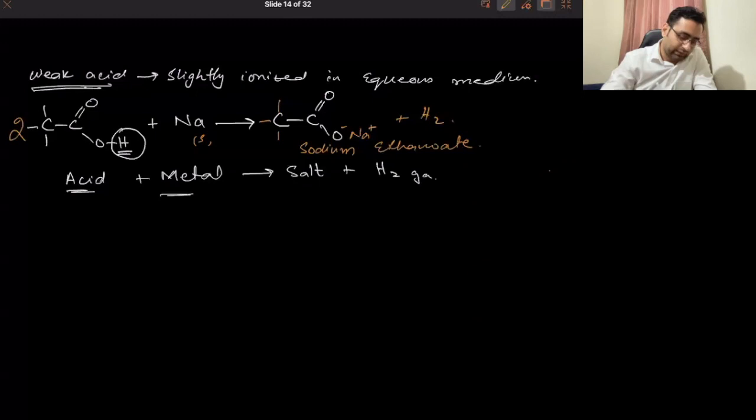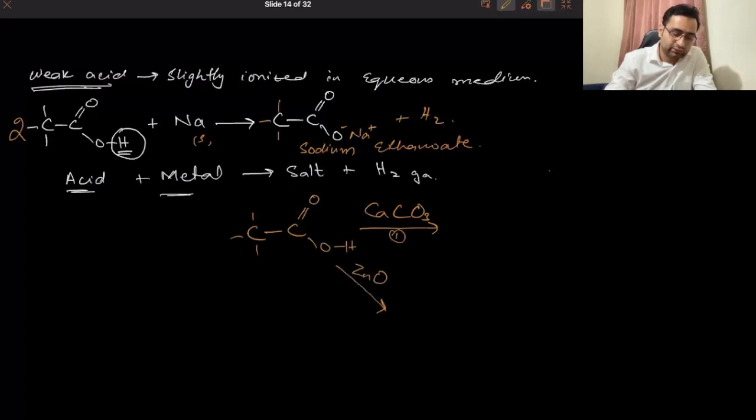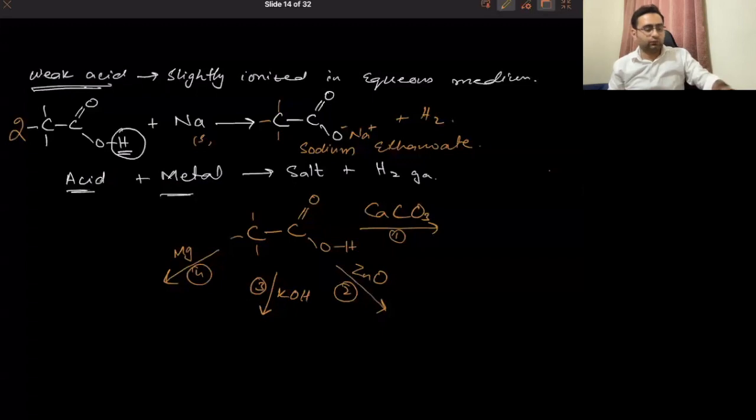And in a similar way, ethanoic acid can react with these reactants. This is ethanoic acid. If it reacts with calcium carbonate, what should be the product? Complete this reaction. This is reaction 1. This is zinc oxide. What should be the product? This is reaction 2. Number 3 is KOH. This is reaction 3. And this is reaction 4, reacting with Mg. Now write their products. You have only 1 minute for this.